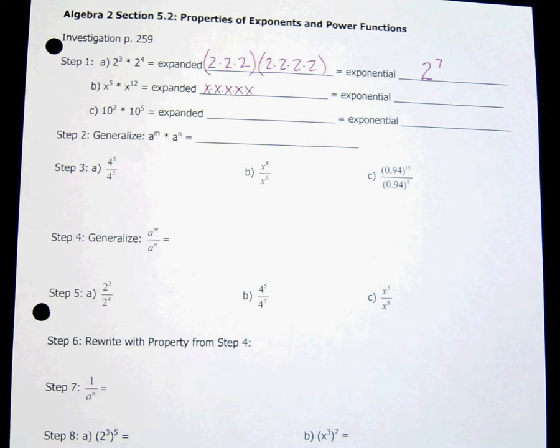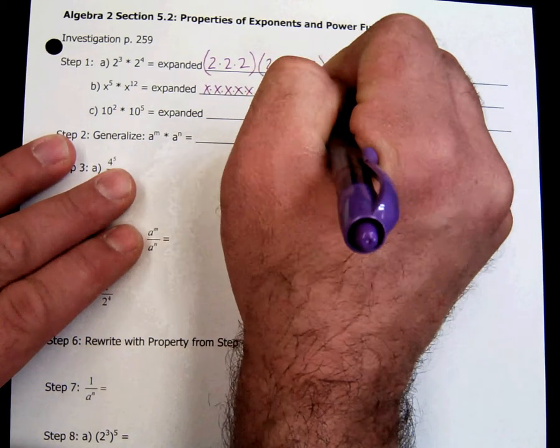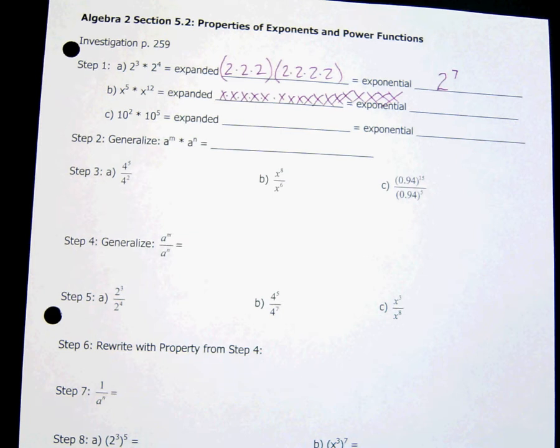Then you're multiplying by 12 more. Oh boy, they want us to write this out the long way. 1, 2, 3, 4, 5, 6, 7, 8, 9, 10, 11, 12. All that just for you to realize that now how many x's are there? 17, so it becomes x to the 17th.